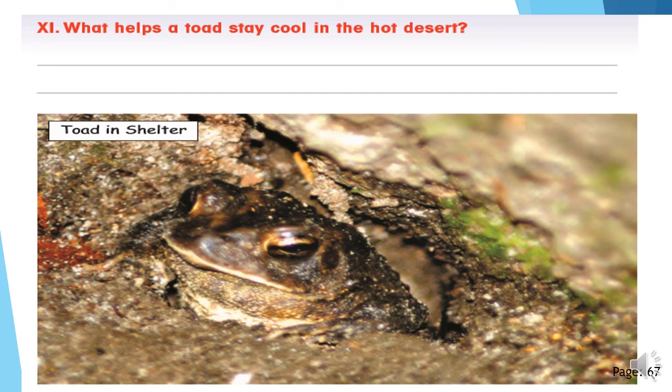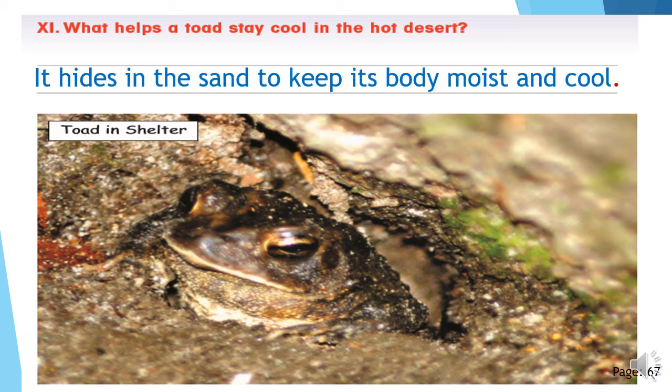Now guys, the last exercise in your book, page 67. What helps a toad stay cool in the hot desert? You can get the answer from the picture. Where is this toad found? It is found in the sand. Excellent. Why? To keep its body moist and cool. Excellent. So we can write it hides in the sand to keep its body moist and cool.